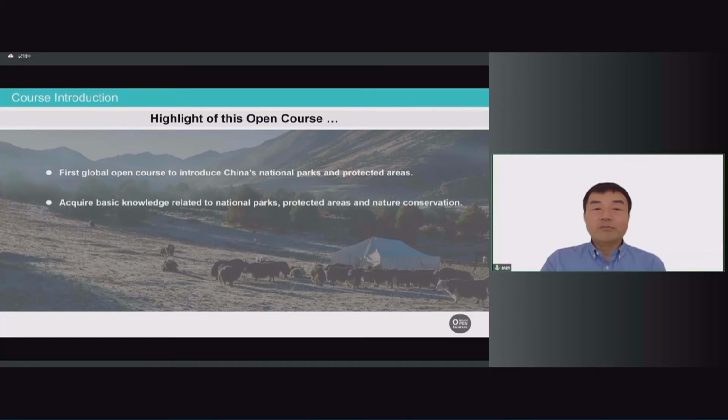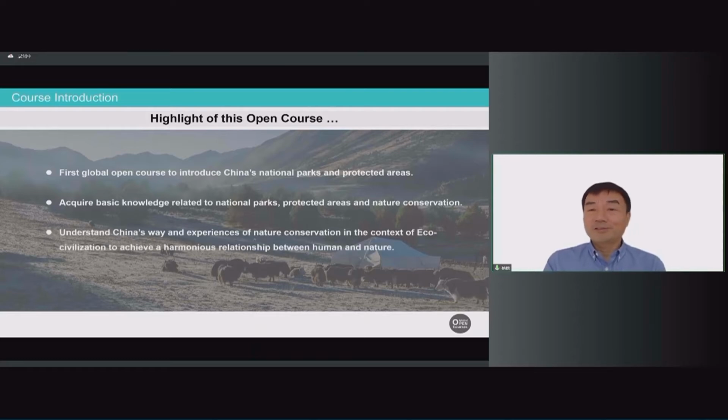I hope you will learn from this course, because this course is the first global open course to introduce China's national parks and protected areas. And also, I hope you could get some basic knowledge, the concepts related to national parks, protected areas, and natural conservation, especially in the situation of China.